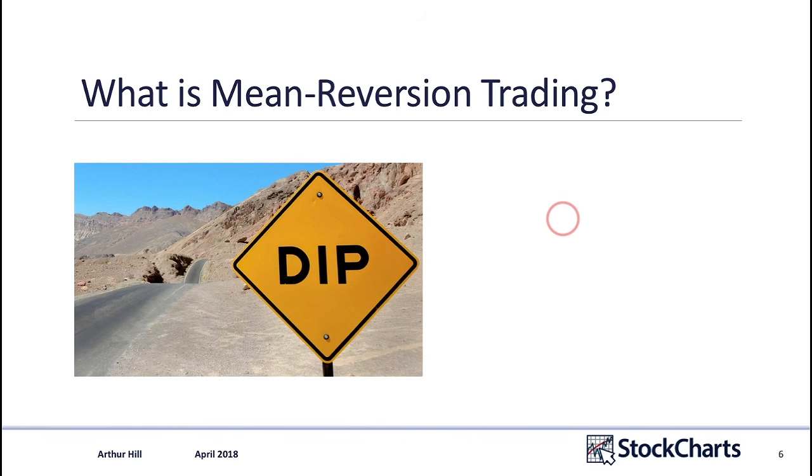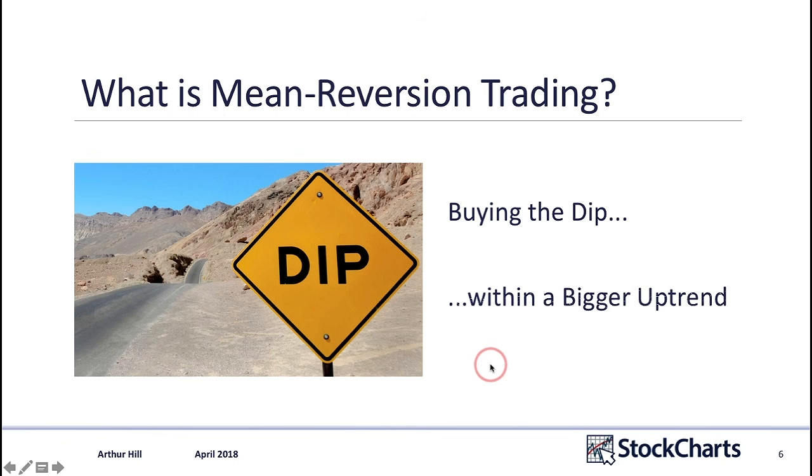So what exactly is mean reversion trading? Well, as you can see by the sign here, there's the dip and there's the road, and we are buying when we get that dip and looking for the bounce. But we're not just buying the dip. We're buying the dip within a bigger uptrend. That is very important to keep in mind. There needs to be a bigger uptrend in play because you are betting on a reversion back to that bigger uptrend.